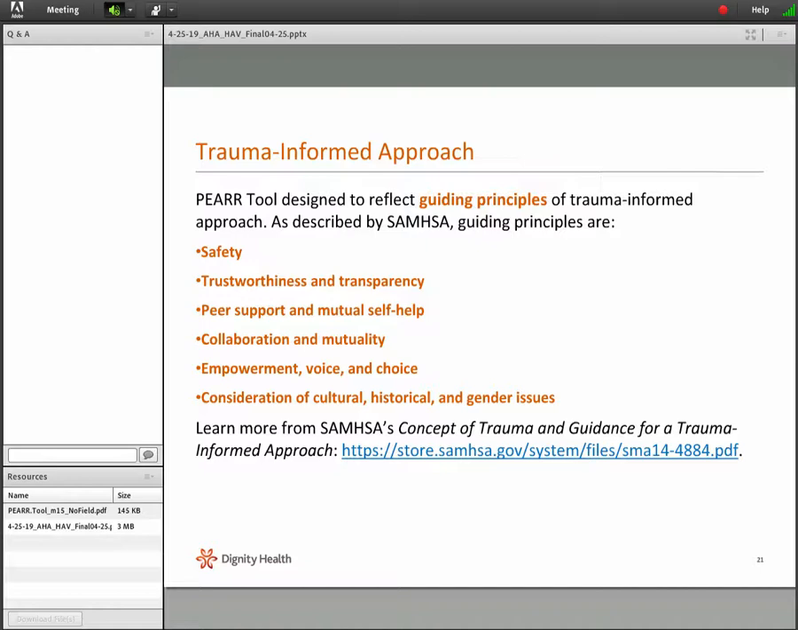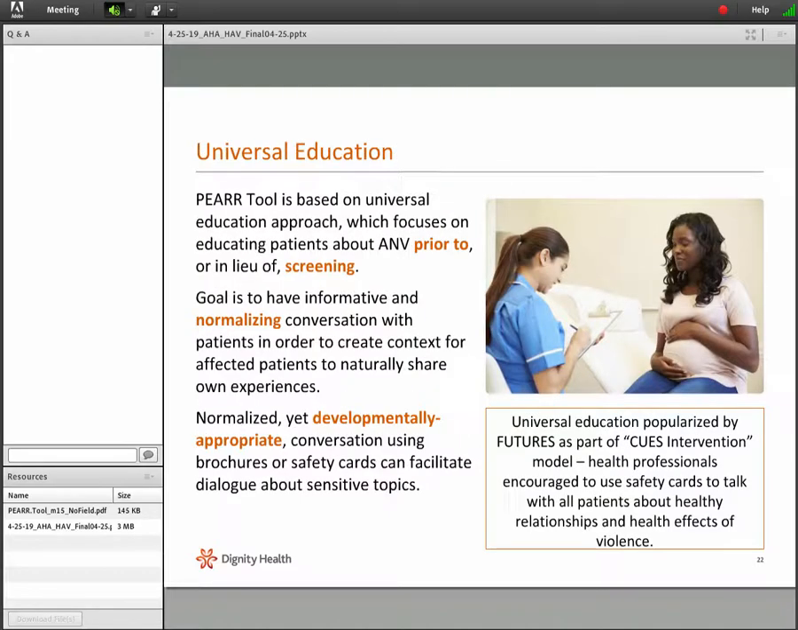Another great resource describing a trauma-informed approach in the healthcare setting is the Center for Healthcare Strategies. They have a website dedicated to trauma-informed approaches. Okay, so the PAIR tool is also based on a universal education approach.